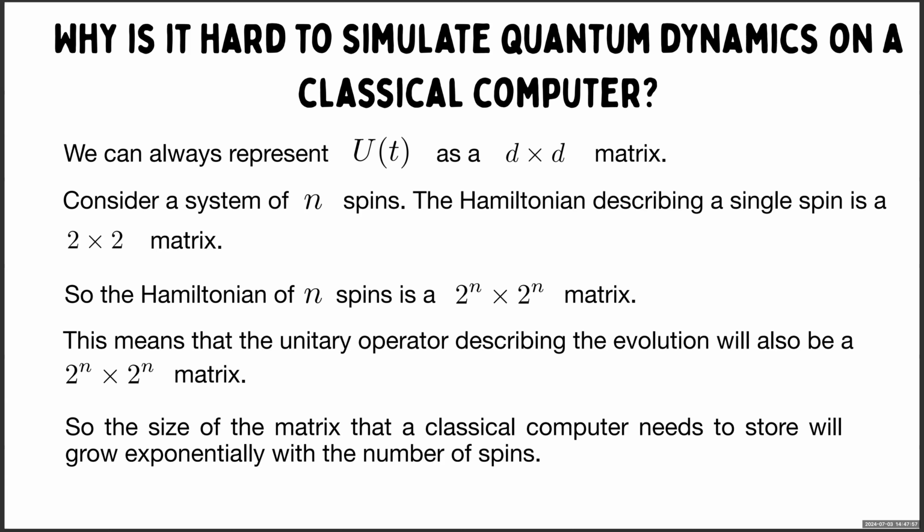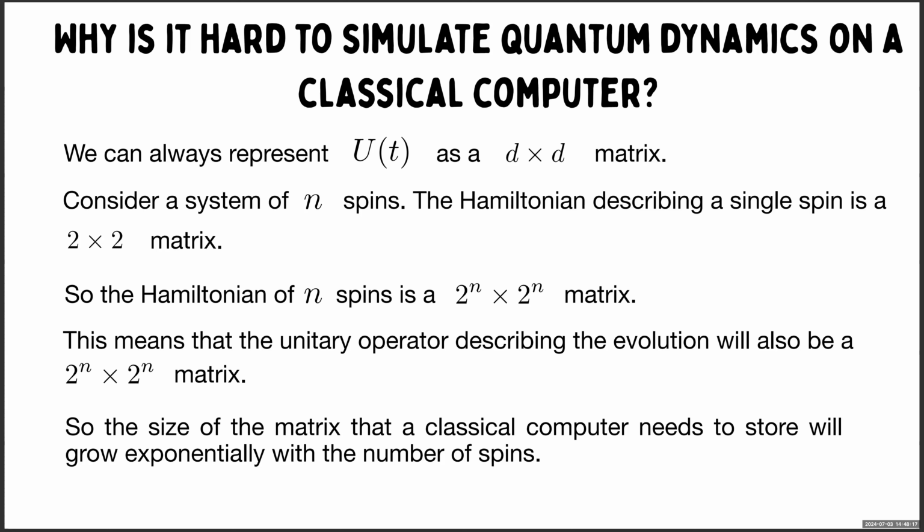Okay? So let's consider a system of n spins. Spins are just two-level systems. The Hamiltonian describing a single spin is just a 2 by 2 matrix. So if you need to take the exponential of a 2 by 2 matrix, it's fairly easy, right? But what if we have n spins? Then you have a 2 to the n by 2 to the n matrix. So what do we see when we look at this?